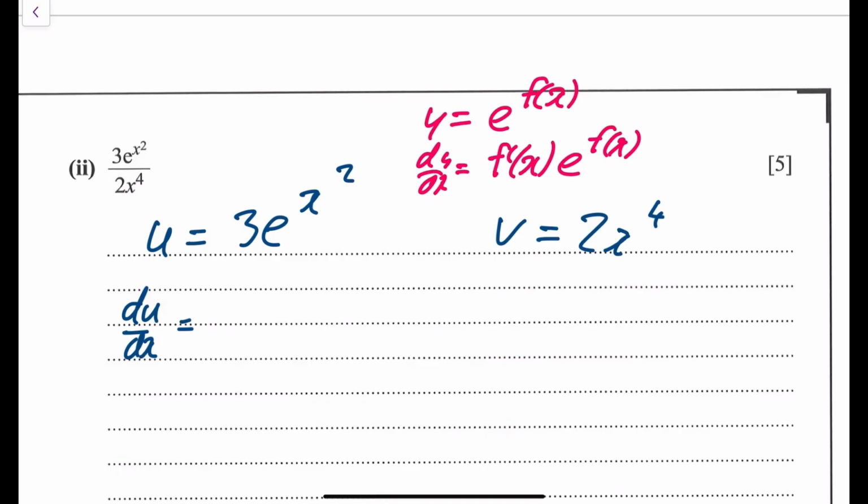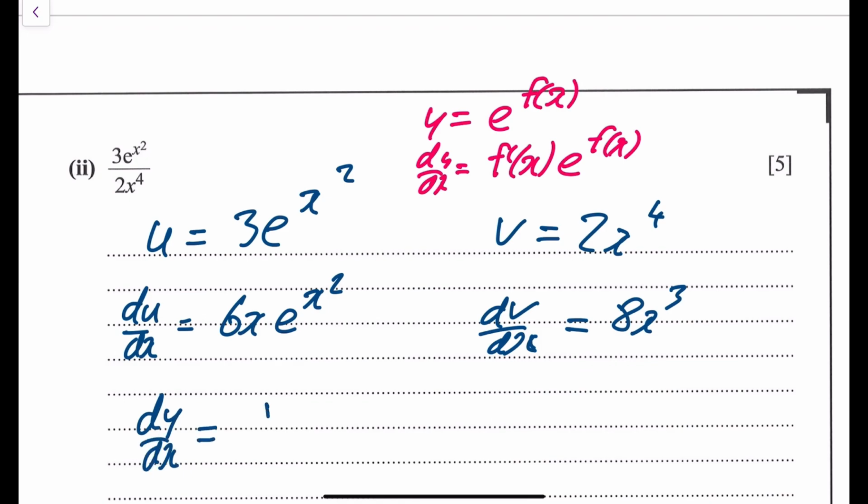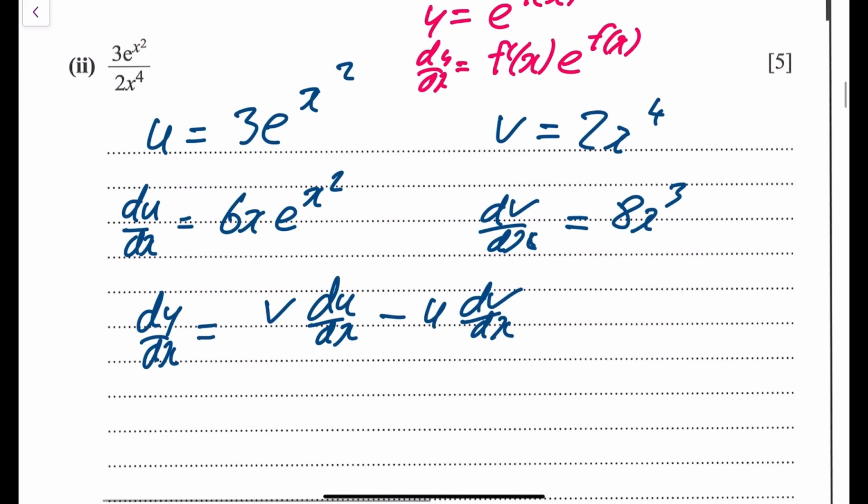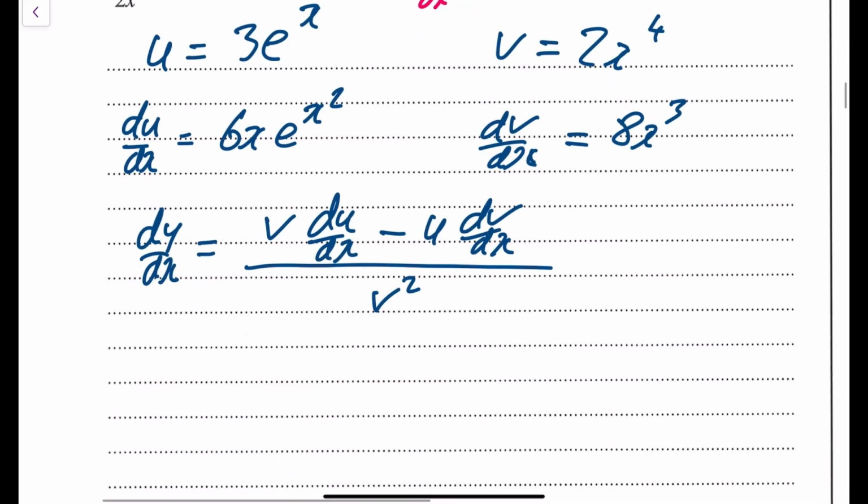So here, differentiate x squared, you get 2x. So that 2 times 3 is going to be 6x e to the x squared. Differentiate this, dv by dx is going to be equal to 8x cubed. And if you have a quotient, u over v, it's v du by dx minus u dv by dx. Because of that minus, it matters which way around you put those, and that's all over v squared.